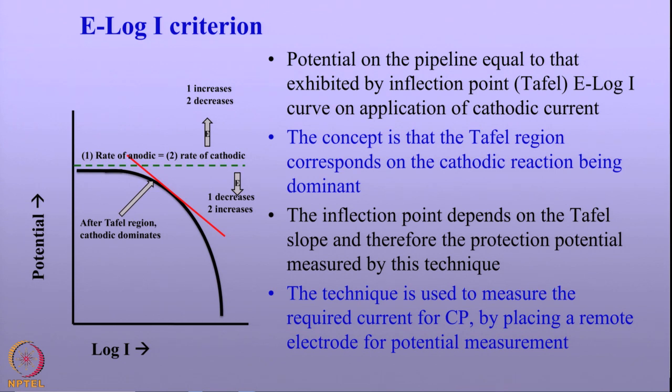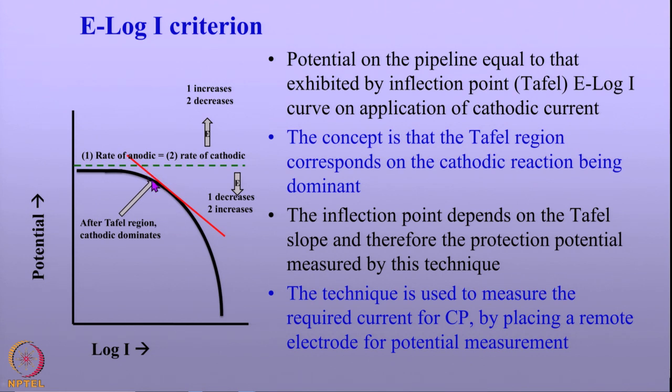If one polarizes the structure towards more positive potentials, then what happens? The reaction 1 increases, the reaction rate 2 decreases. On the other hand, if one polarizes the structure towards negative potentials, then the reaction 1, that is the metal dissolution, decreases and the cathodic reaction such as H plus reduction or oxygen reduction increases. As you polarize more and more, you see that the rate of the cathodic reaction is increasing.